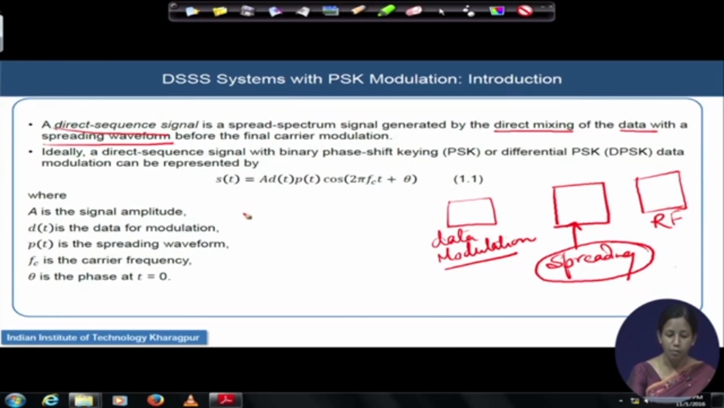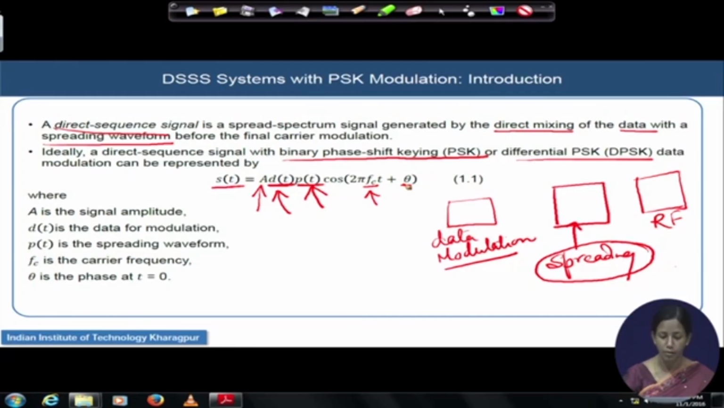Coming to the mathematical model of the direct sequence spread spectrum signal, if we consider that binary phase shift keying or differential phase shift keying is going on, then the d(t) from the BPSK modulation will be utilized in conjunction with the spreading sequence p(t) to generate the spread signal s(t). The term A is the signal amplitude, d(t) is the data modulation, p(t) is the spreading waveform, fc is the carrier frequency, and theta is the phase at time instant t equal to 0.